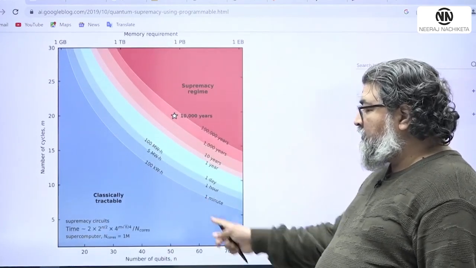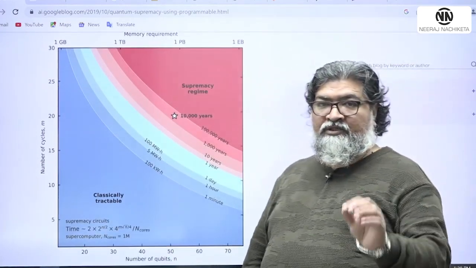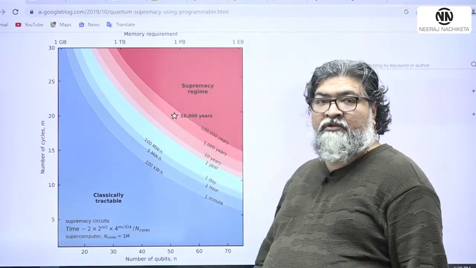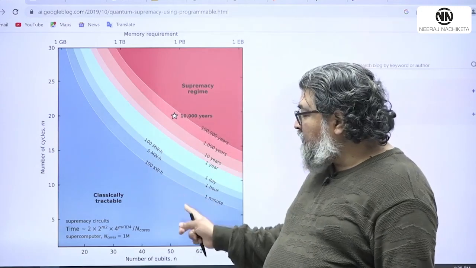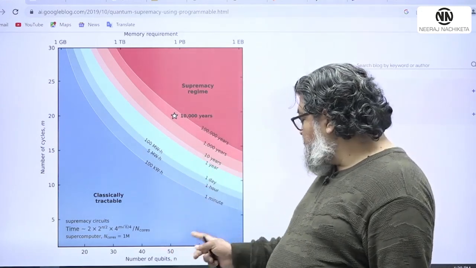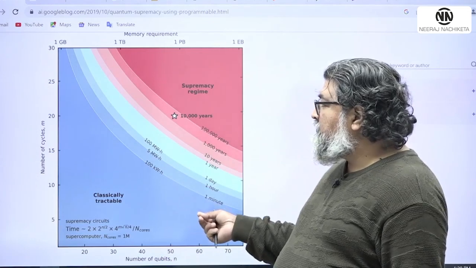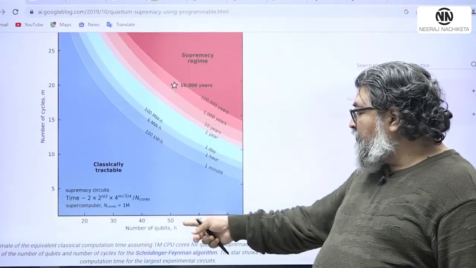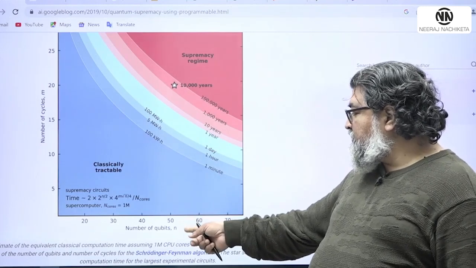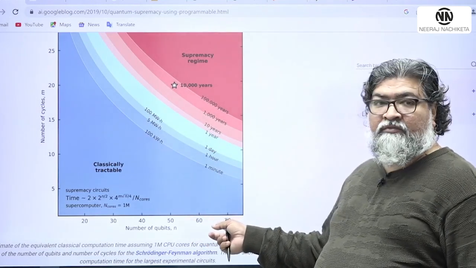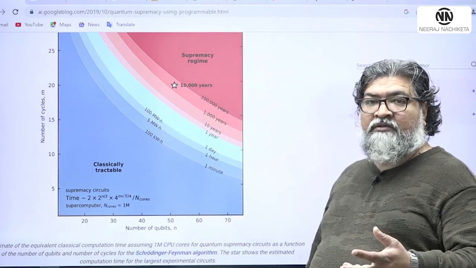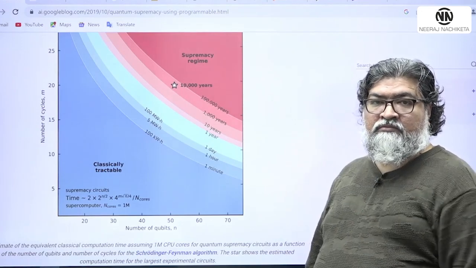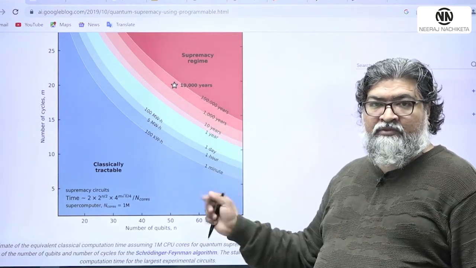Now what is said here? This diagram, if you look at it, a normal computer will take 10,000 years to do the calculation, that quantum computer has done in just 70 cycles. The number of qubits used was just this much, and within minutes the same complex mathematical problem was solved. This is what this graph depicts, right?